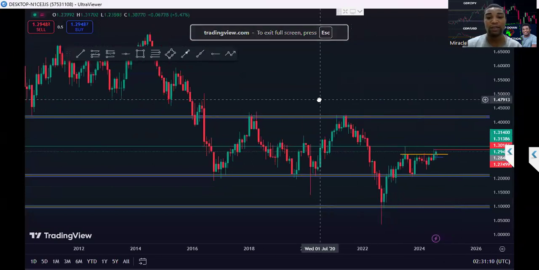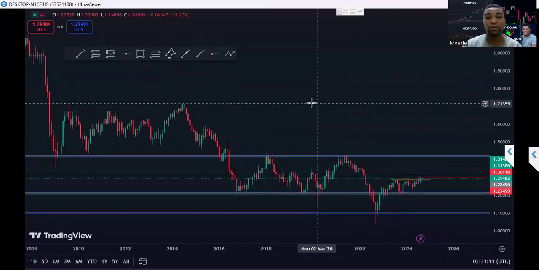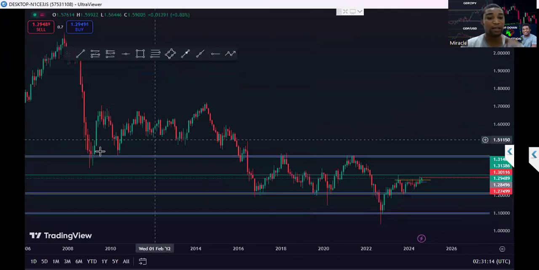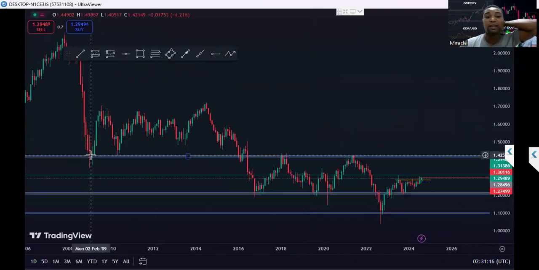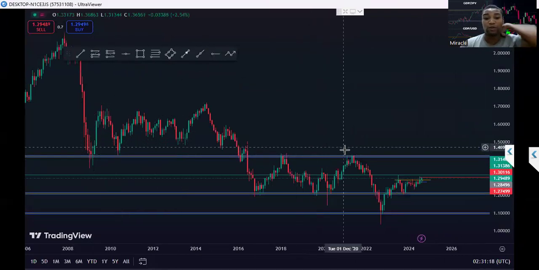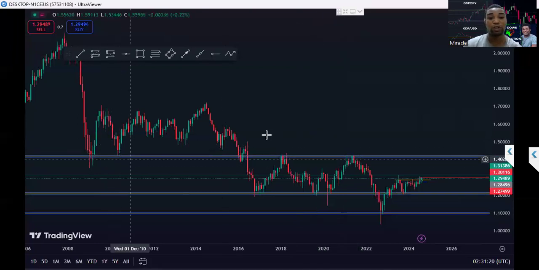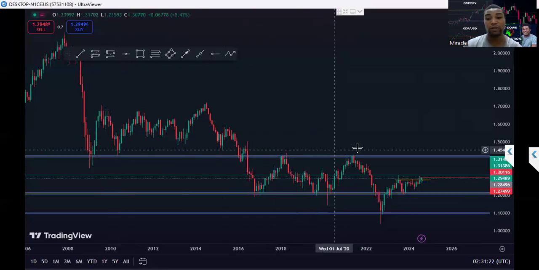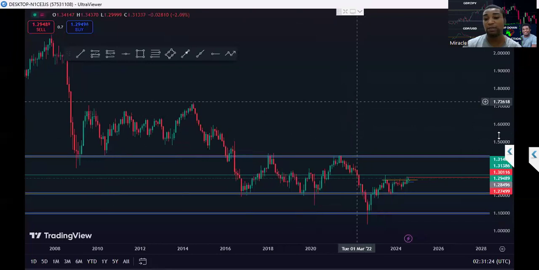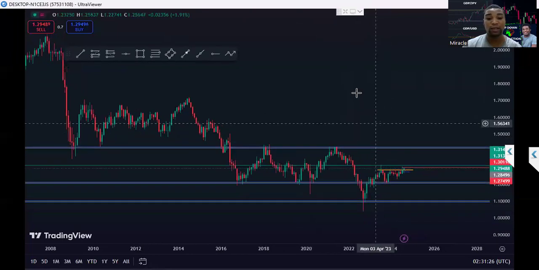You go to the monthly time frame. Once I go to the monthly time frame, I see where the market has rejected significantly. I place it at my major zone. One touch, two touch, the third touch, fourth touch, fifth touch. I place it at my major zone. I go to the next.